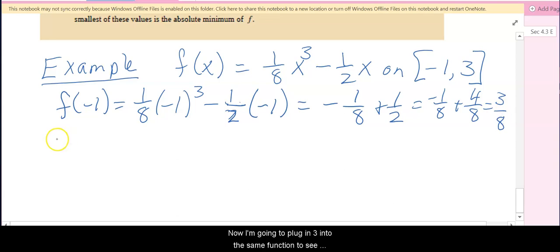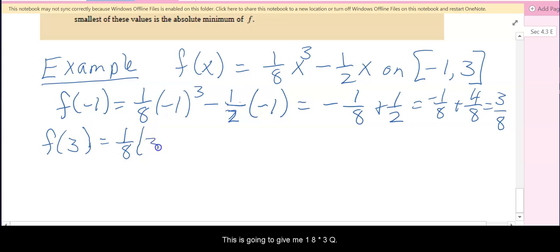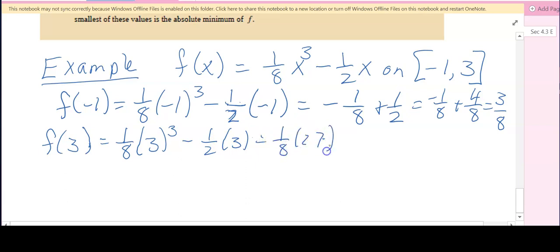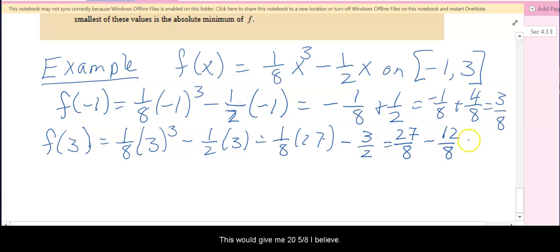Now I'm going to plug in 3 into the same function to see what the y value is at the far right endpoint. This is going to give me 1/8 times 3 cubed minus 1/2 times 3, which is 1/8 times 27 minus 3/2. Rewriting 3/2, I can express this as 27 over 8 minus 12 over 8, multiplying the 3/2 by 4 over 4. This would give me 25/8, I believe.